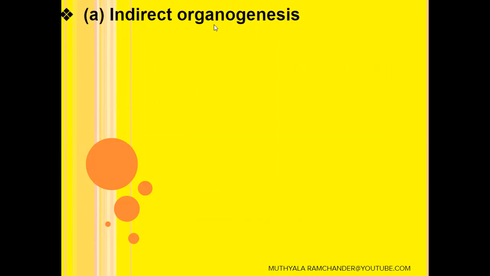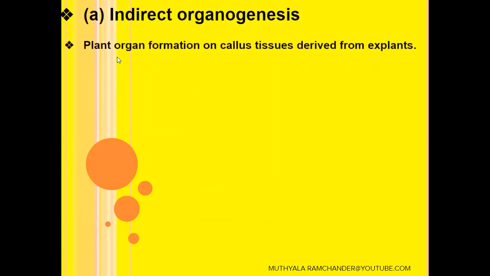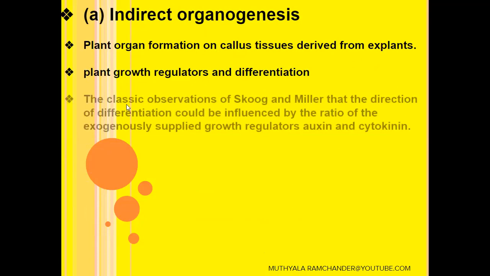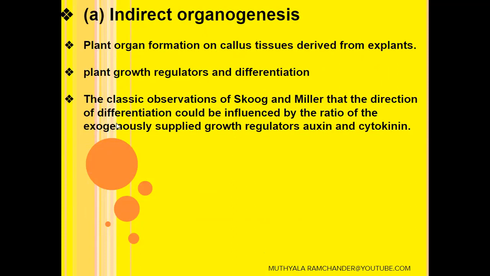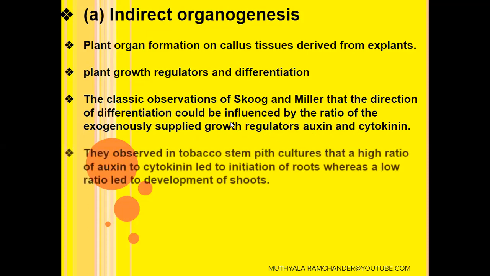First, we discuss indirect organogenesis: plant organ formation on callus tissues derived from explants. Plant growth regulators and differentiation. The classic observation of Skoog and Miller was that the direction of differentiation could be influenced by the ratio of exogenously supplied growth regulators like auxins and cytokinins.